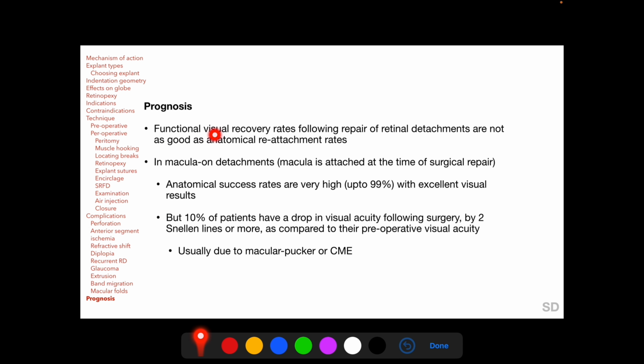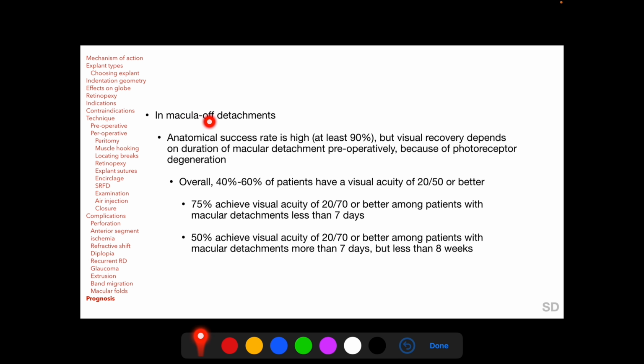Functional visual recovery rates following repair of retinal detachments are not as good as anatomical reattachment rates. In macula-on detachments, anatomical success rates are very high with excellent visual results, but 10% of patients with macula-on detachments have a drop in visual acuity following surgery by 2 Snellen lines or more as compared to their preoperative visual acuity, due to the occurrence of macular pucker or cystoid macular edema, which are not uncommon sequelae of retinal detachment or its repair. In macula-off detachments, anatomical success rates are also high, but visual recovery depends on the duration of macular detachment preoperatively because of photoreceptor degeneration.